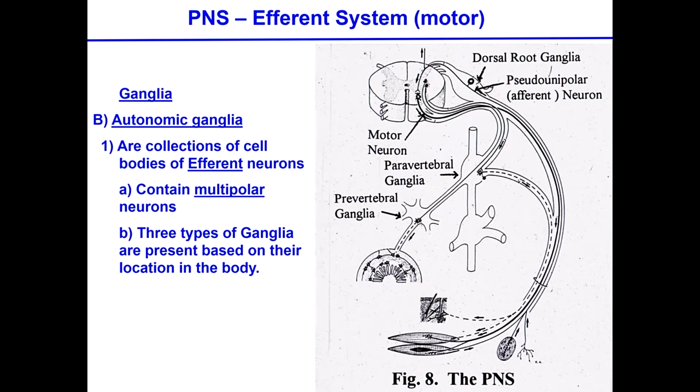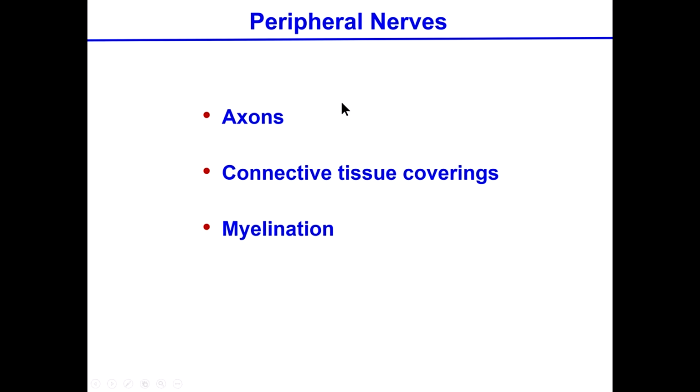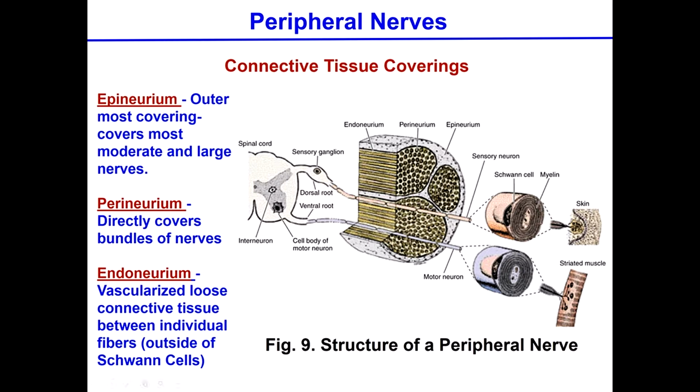With regard to the efferent system, the cells are primarily multipolar, and there are different kinds of ganglia in there that are identified depending on the function and the connections that they have. And we need to distinguish different structures in the peripheral nerves: the axons, the tissue coverings, and how the myelin is distributed. This is what I warned you about already. These are the three layers of connective tissue that I mentioned earlier. There is one that is covering the entire nerve. That is going to be the epineurium.